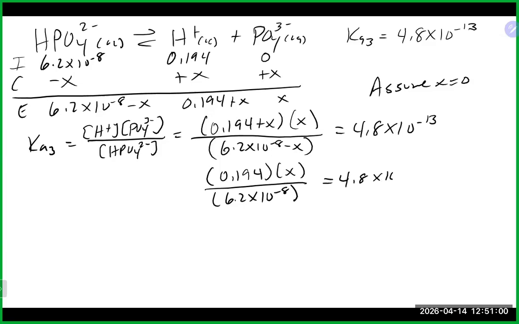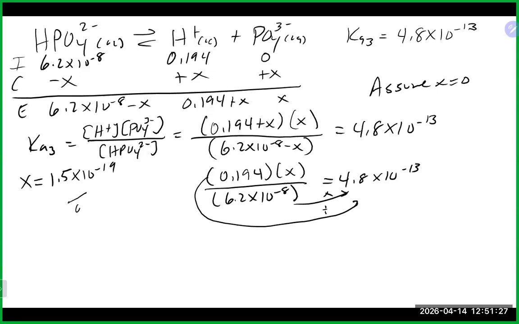And now we can solve this by multiplying that to that side, followed by dividing that. So if we do that, we're going to go 4.8 to the minus 13 times 6.2 to the minus 8 divided by 0.194. That's going to give us an x value of 1.5 times 10 to the minus 19. Once again, we could check it by dividing by whichever one you like. I'll take the bigger number. And the check here is good.